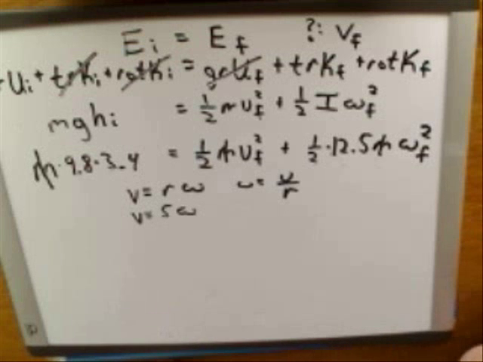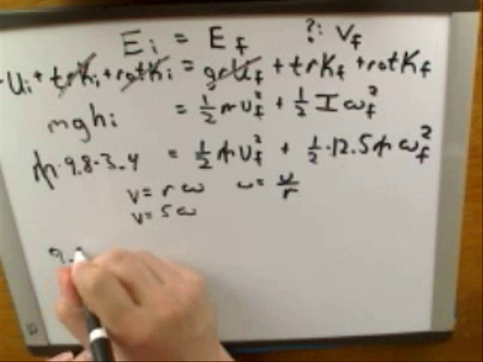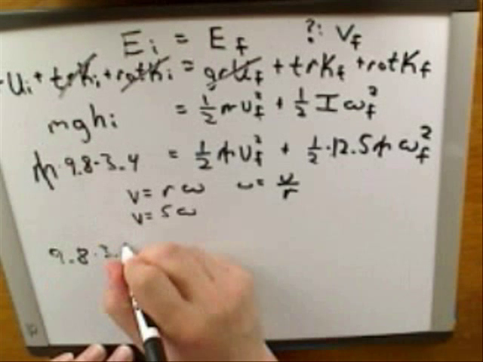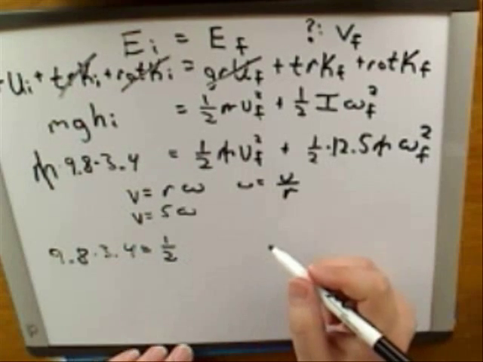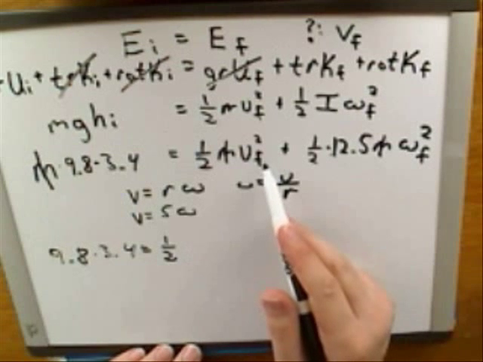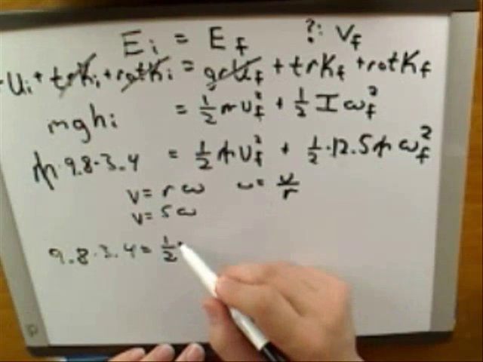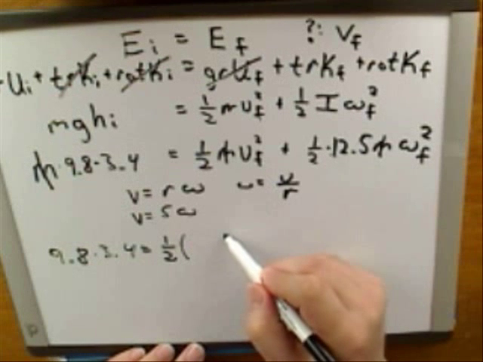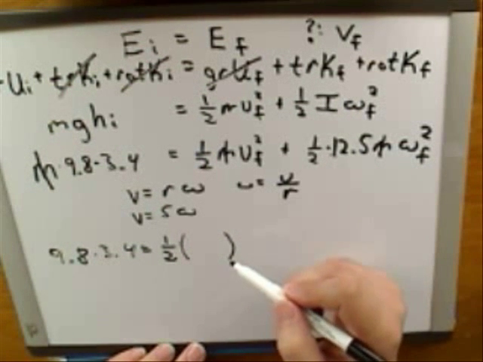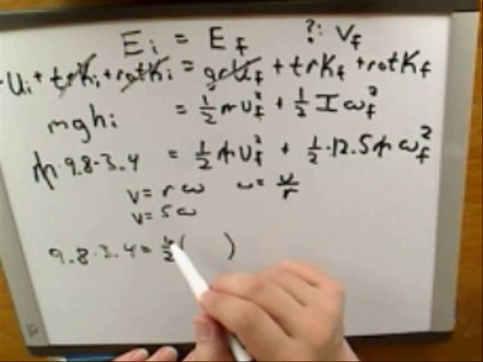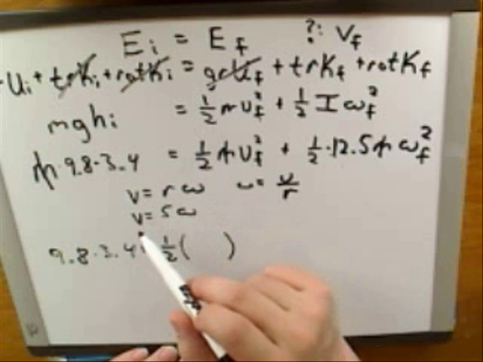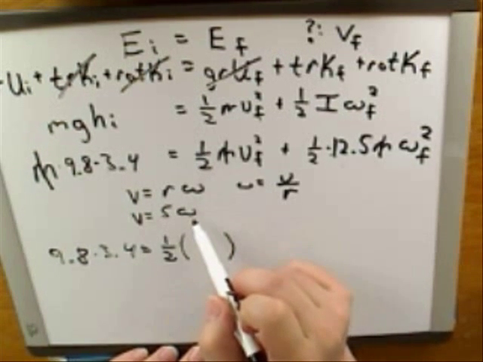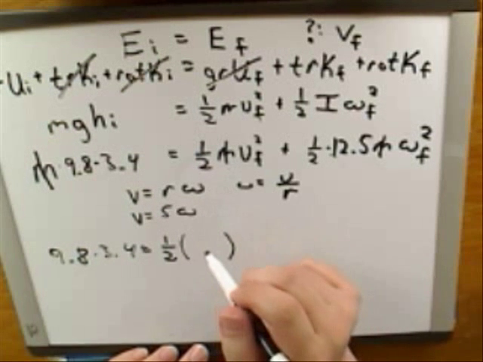All right, so anyway, now we can start plugging in. So our new equation is 9.8 times 3.4 equals 1/2. Now, instead of V final, I'm going to plug in for V final. So what am I going to plug in for V final now? I have no idea. Well, so let's go back. So we said here that we're using our V equals R times omega equation, right? Mm-hmm. So in this case, that would be V equals 5 times omega. Oh, okay. All right. I guess I missed that part of it.